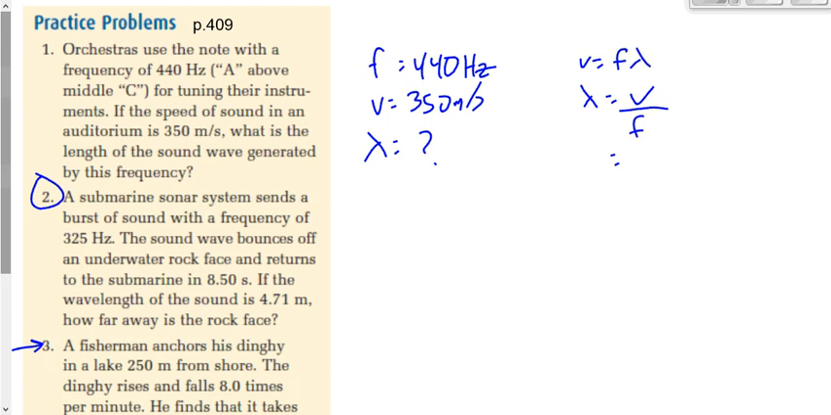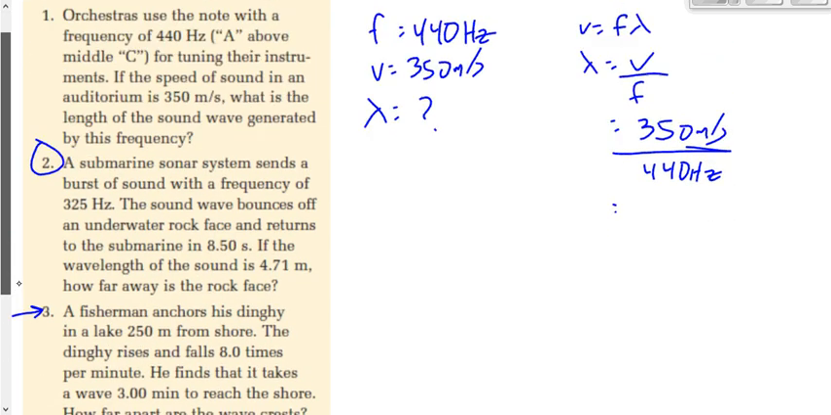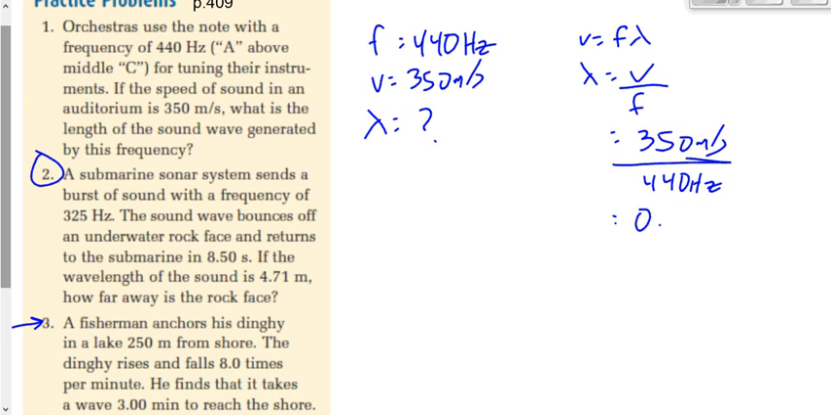If this wave was to go into an auditorium that was colder, the speed of the wave would change. And because of that, the wavelength would change. What wouldn't change? The frequency would stay the same. We're going to say V over F at 350 meters per second, divided by the frequency of 440 hertz. We do that, we should get the answer that's in the book, I think 0.795 meters. Good.